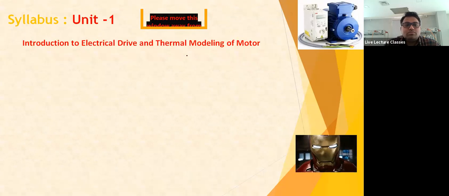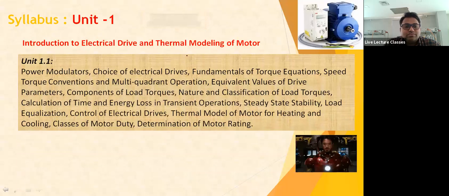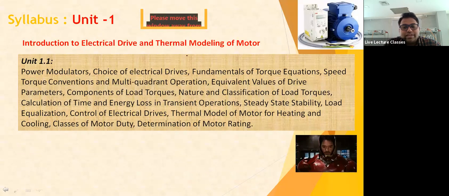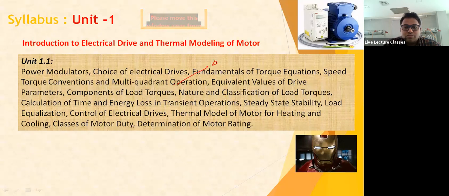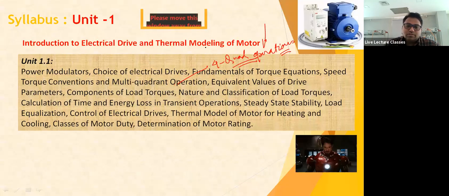So here we are coming to the syllabus. Unit 1 is the introduction to electric drives and thermal modeling of motor. In detail, it consists of power modulators, that is power converters. Then there are choices of electric drives. You will be understanding how to choose the exact proper electric drives, the proper rating, the proper type. And then fundamentals of torque equation, speed torque conventions, and multi quadrant operations. I hope someone remembers this, like four quadrant operations of power converters. That means it might be a four quadrant chopper or a dual converter, right?